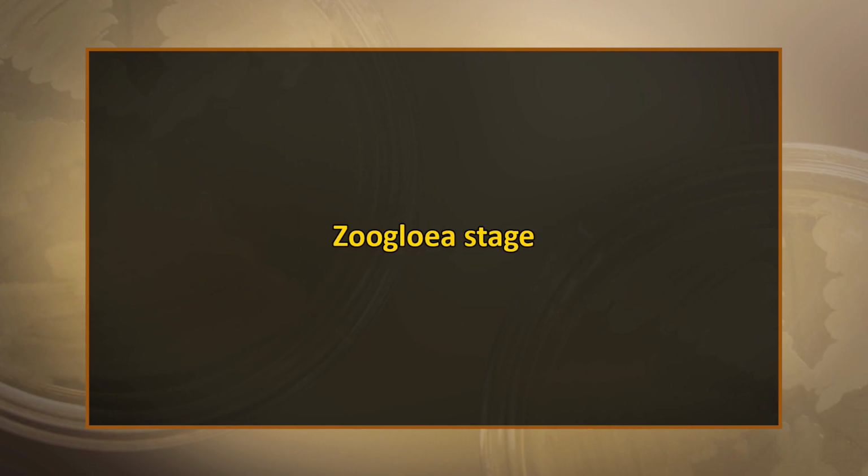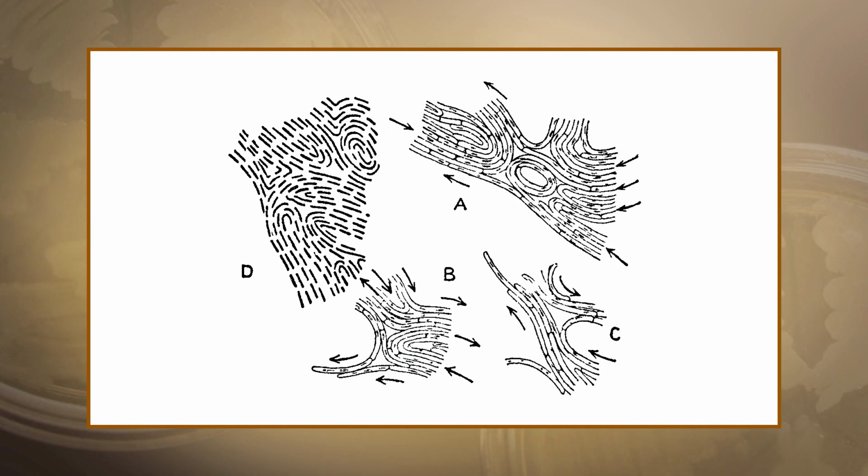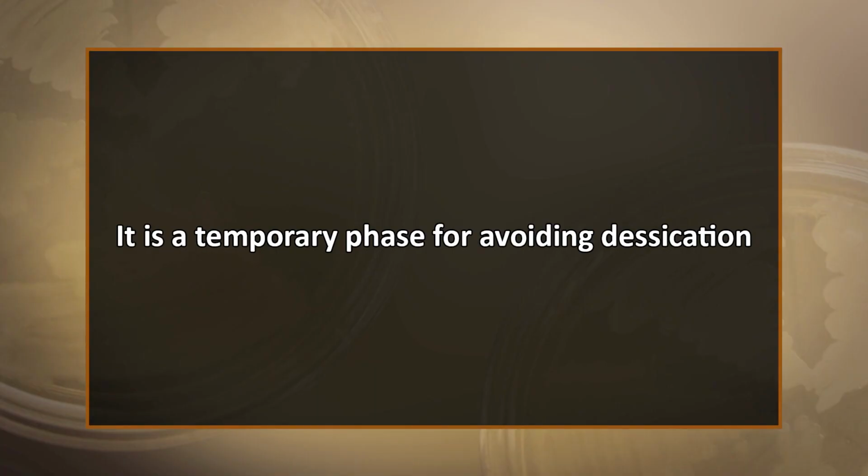Second, zooglia stage. Under unfavorable conditions, the bacterial cells come to lie in chains and get surrounded by a lot of mucilage. This is called zooglia stage. It is a temporary phase for avoiding desiccation.